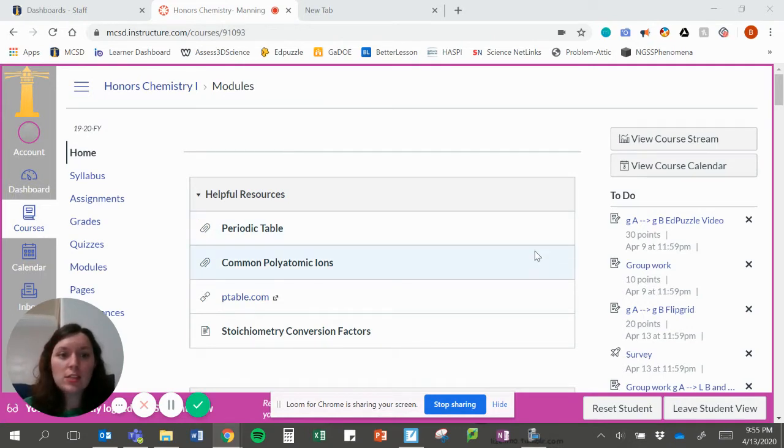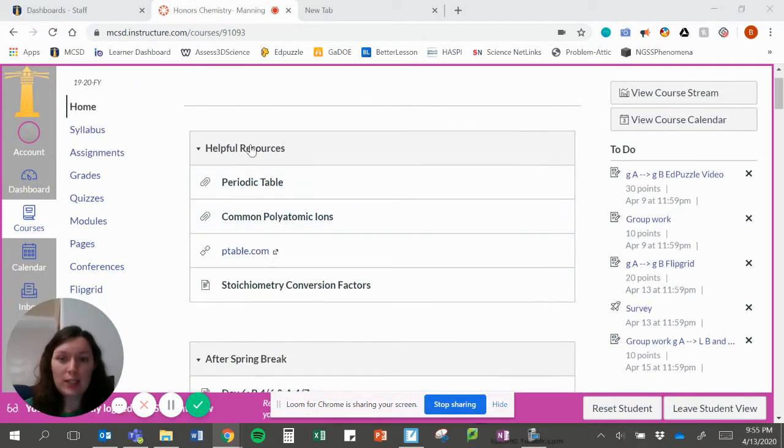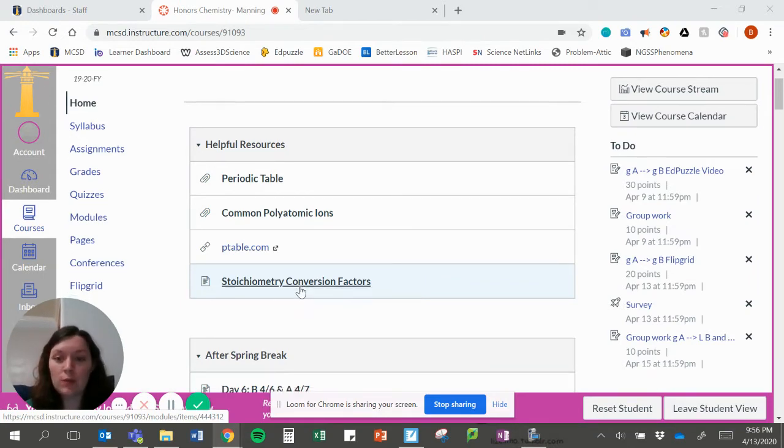So if you haven't become accustomed to the Canvas page, that probably means you're behind in my class. So make sure that you are checking the Canvas page a lot as well as your Remind, because I try to post whatever we're doing in Remind, but Canvas should immediately take you to this home screen, which is actually the same thing as when you click on modules. So I have this module on top with helpful resources like your periodic table, common polyatomic ions, even this stoichiometry conversion factor. So it's got Avogadro's number and 22.4 liters in 1 mole.